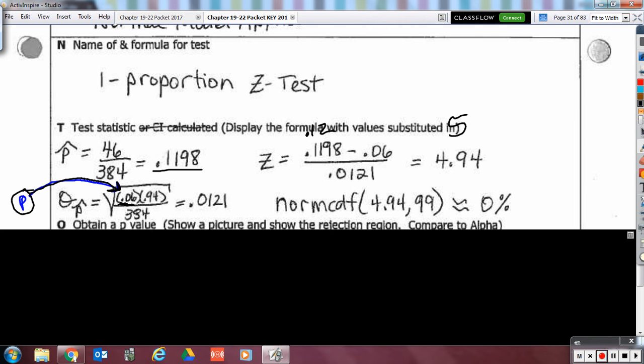See, so I got just a little less than 5, but pretty much 5. So what do you have to say about that standard deviation? That Z score? Holy cow, right? Yeah. I want to show you a picture of it.